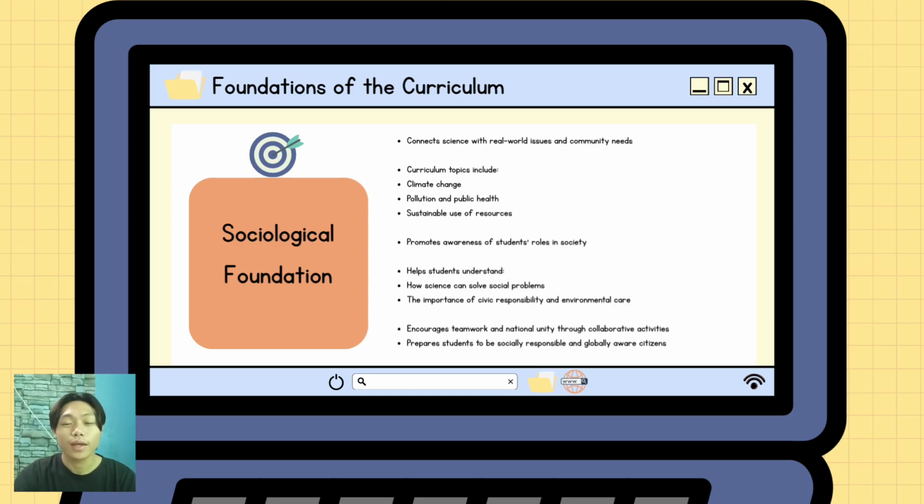Last but not least, the third foundation is the sociological foundation. Science is connected to real life social issues like climate change and public health. This teaches students to understand their role in solving problems that affect society. The curriculum also promotes teamwork and unity by encouraging collaboration across different backgrounds, preparing students to be socially responsible citizens.